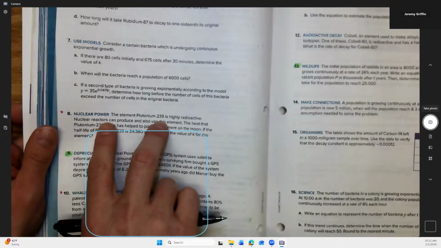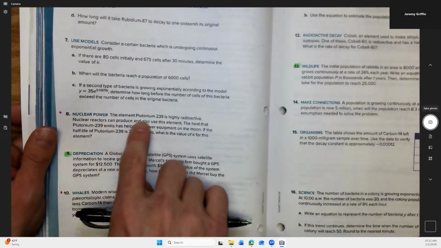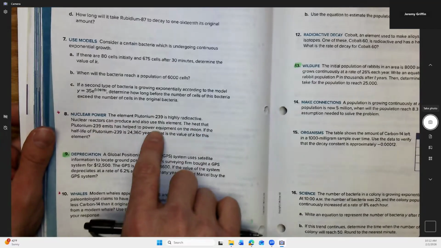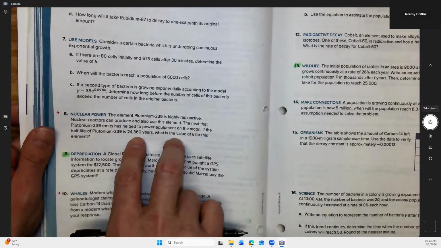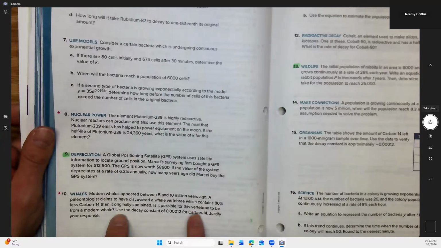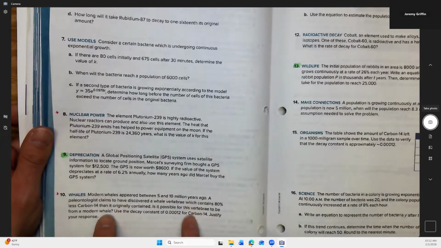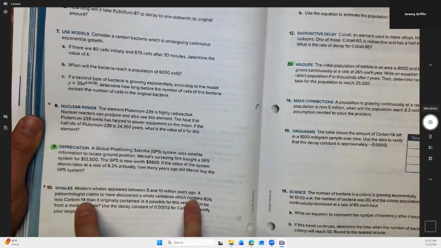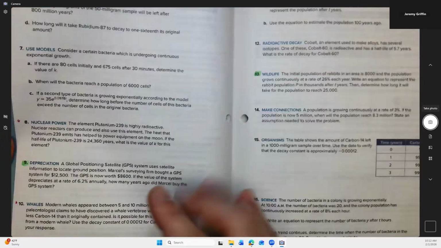So here, I'm just going to point out some of these. Nuclear power, we got plutonium 239 is radioactive. Well, we just did a radioactive decay, so you guys could do this one based on what we just did. Modern whales appeared so many million years ago. Oh, we've got another carbon dating for number 10. I was going to do it, but we just did carbon 14 dating, so it's really the same thing.